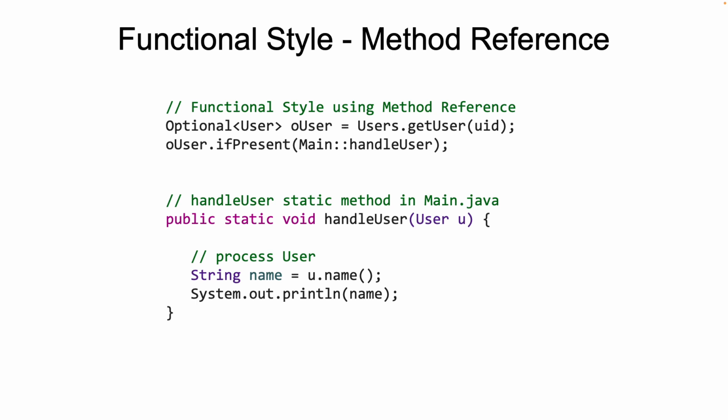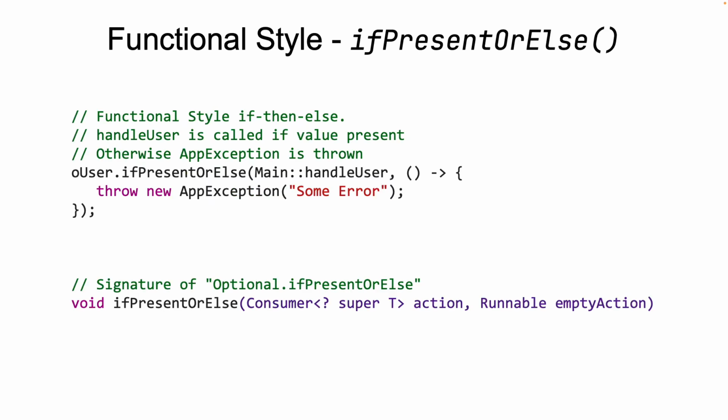But what if the caller wants to use the classic if-then-else statement? The caller wants to do something as part of the else. That's possible by using the method ifPresentOrElse. Here's an example. If a user is available, then the first parameter, which is a method reference, is invoked. Otherwise, the second parameter, which is a lambda function representing a Runnable, is called.